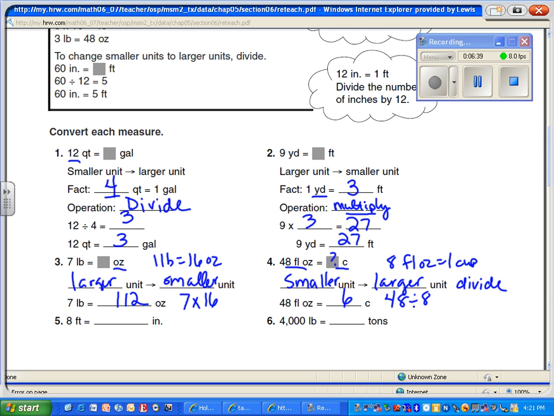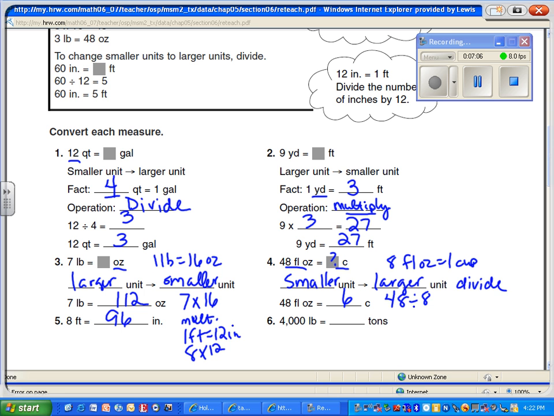All right, 8 feet to inches. So we're going from larger to smaller. So we know we're going to multiply. And I got to notice that there is in 1 foot, how many inches? There's 12 inches. So I'm going 8 feet to inches. I'm going to multiply 8 times 12, and that gives me 96 inches.